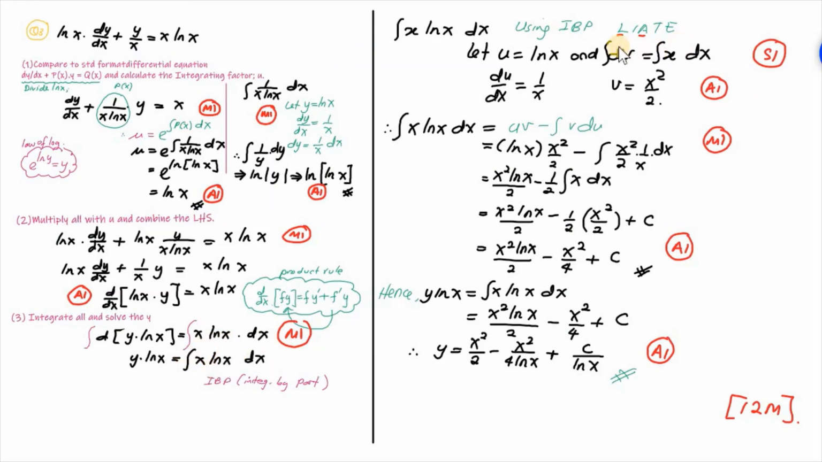Such that we are using IBP. The IBP itself carries 4 marks to solve. Show it. And then finalize your answer. Leave your answer as y only. So I counted, we have 12 marks altogether for this question 3. It's a long working.